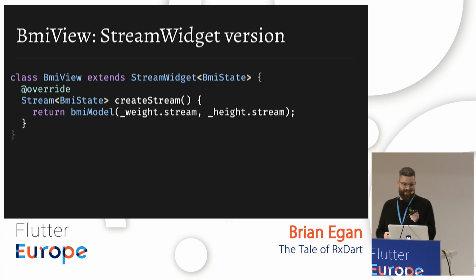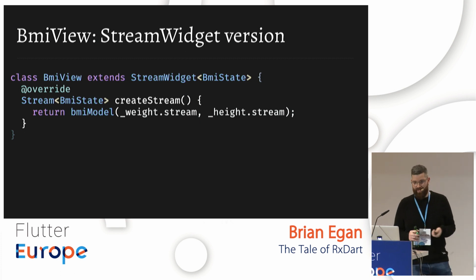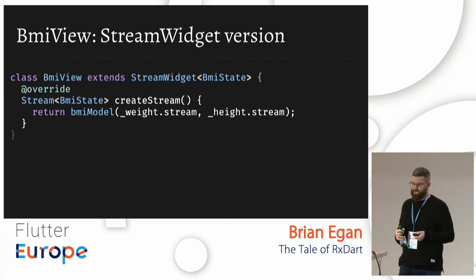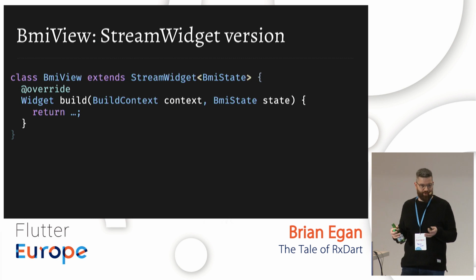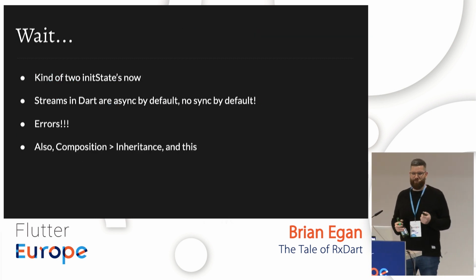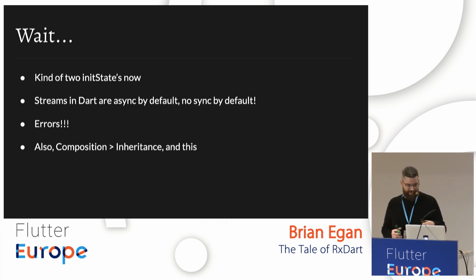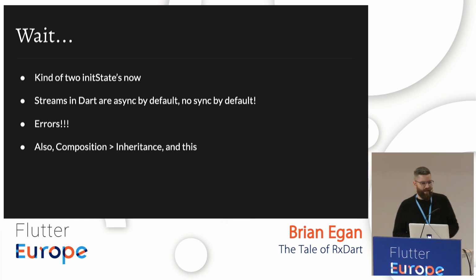But one nice thing is that it had a method that you would override called createStream, and it would just return the stream, and it would go ahead and manage that subscription for you. And then you just build your widget as you normally would. But it's kind of weird, because now you have almost two init states. You have initState and createStream, and it was kind of confusing, the order of operations there.